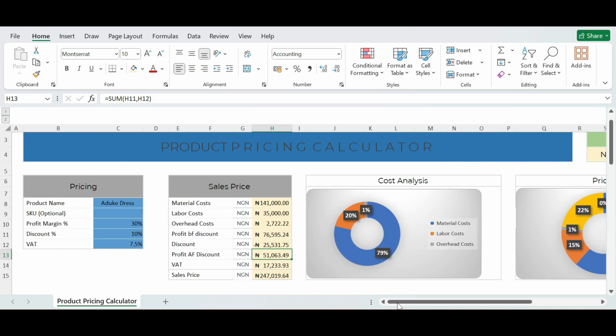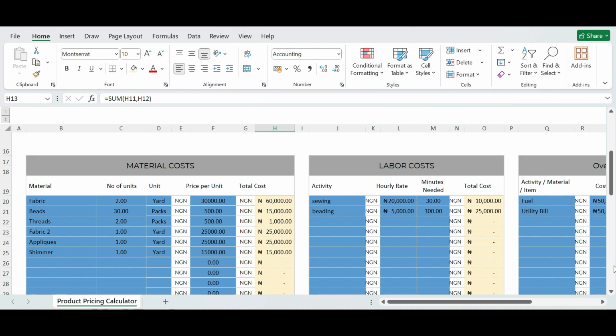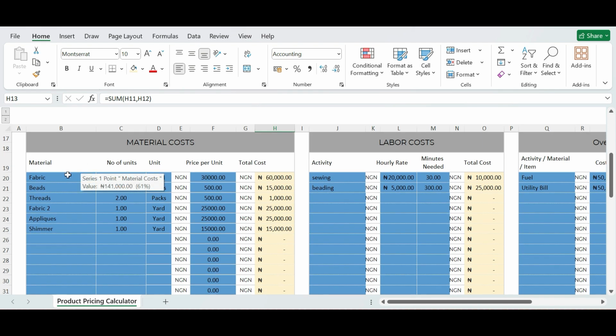Really. Okay, let's go to the breakdown and how easy it is to use. Now, material. Remember, we're using a design. So, material: fabric, beads, thread, maybe another fabric depending on the design, appliques, then shimmer. I'm not a designer, it's just generic, okay? So maybe for the fabric, you're using 2 yards, and it costs 30,000 naira. That's 30,000 naira.